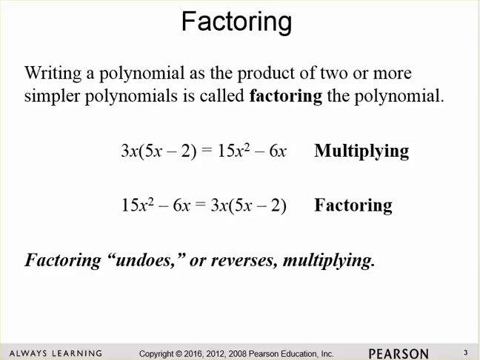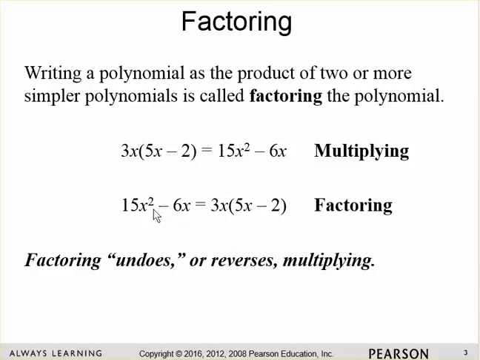In the two examples that you see here, in the first one, you're going to take the 3x times the quantity 5x minus 2, and you distribute. You multiply the 3x by each one of the terms in that polynomial, and you end up with 15x squared minus 6x. To reverse that process, we want to see, is there anything common in both of these terms that we can remove and factor out, break it apart?